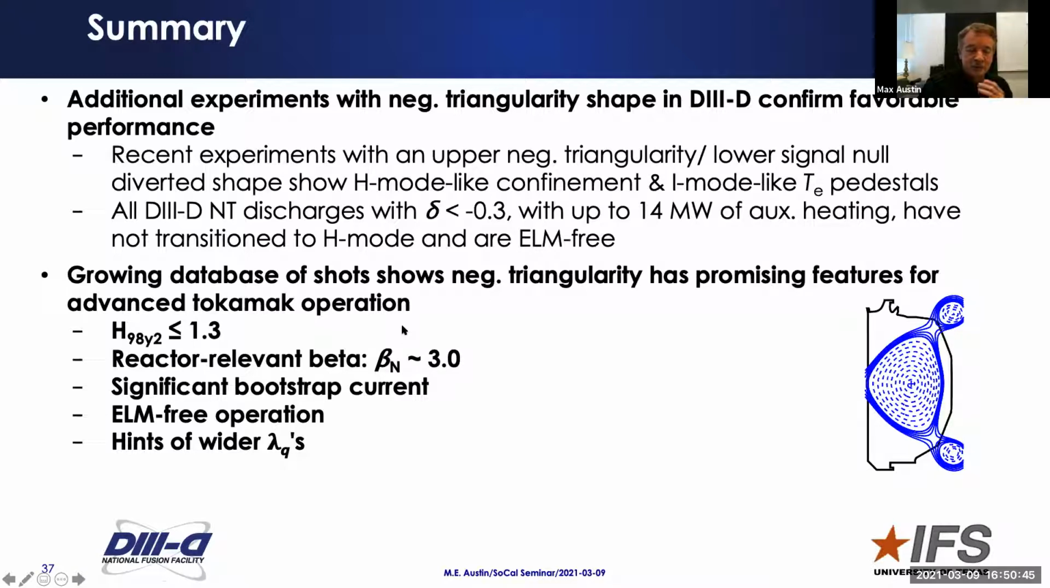And so this growing database of, again, good H factors, reactor-relevant beta, significant bootstrap current, no ELMs, evidence of wider lambda Qs, all point to this being a promising scenario for a reactor.